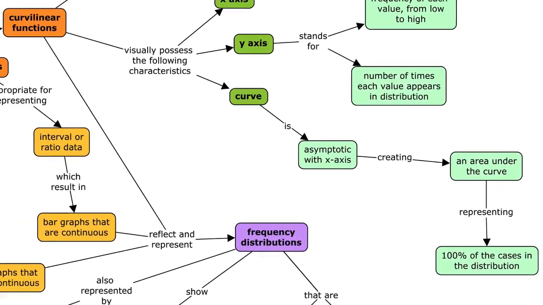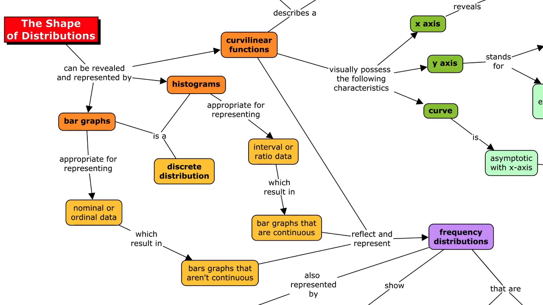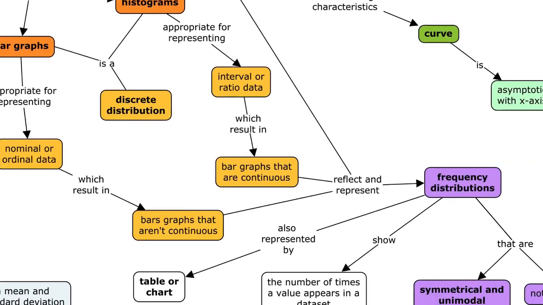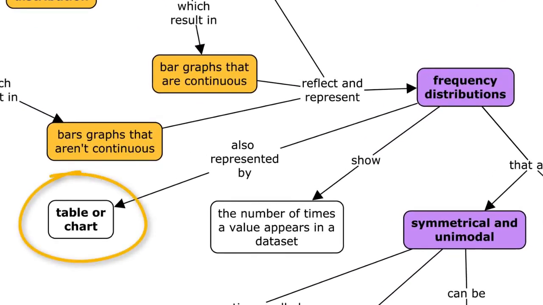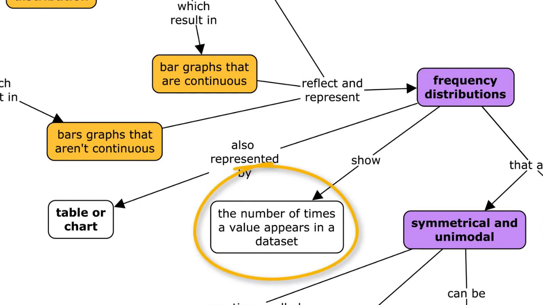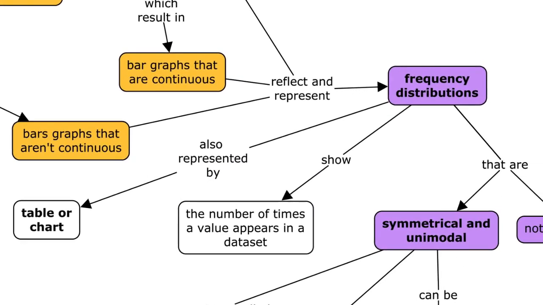At this point, let's turn to the center part of our concept map and take note once again that bar graphs, histograms, and curvilinear functions all reflect and represent frequency distributions. It would also be useful to note that frequency distributions need not just be represented visually, but may be represented as a table. Either way, a frequency distribution allows us to show the number of times a particular value appears in a dataset.